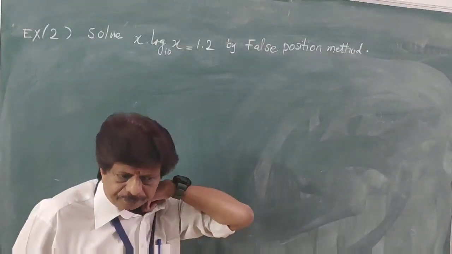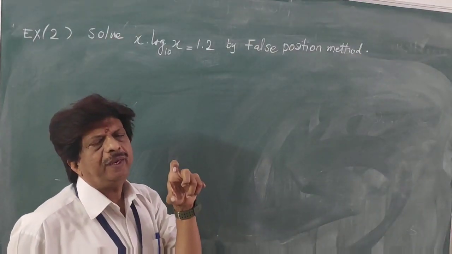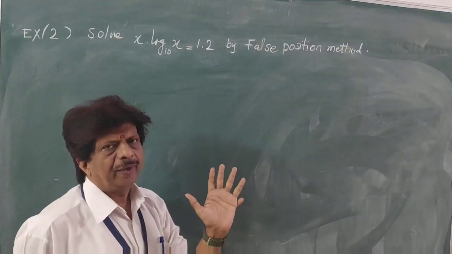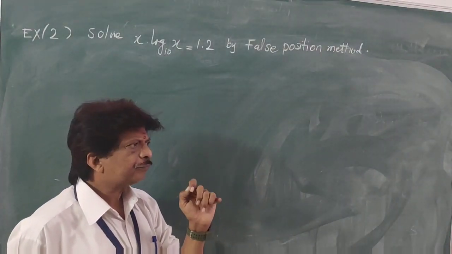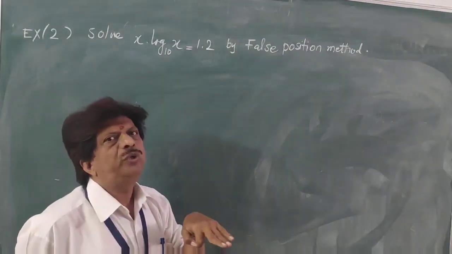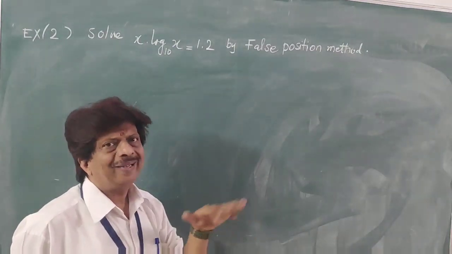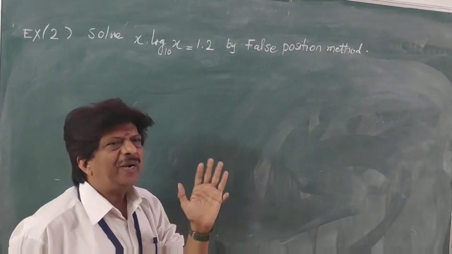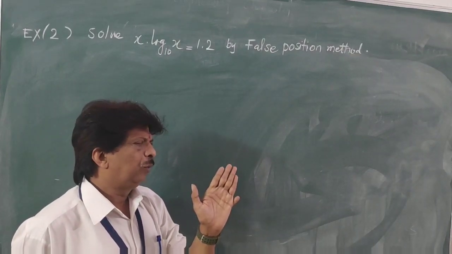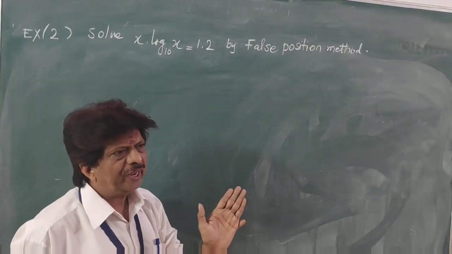Yesterday I have illustrated the method of false position for finding out the numerical solution to an algebraic equation or a transcendental equation. Complete method I have explained to you. One illustrative example we have also done yesterday.